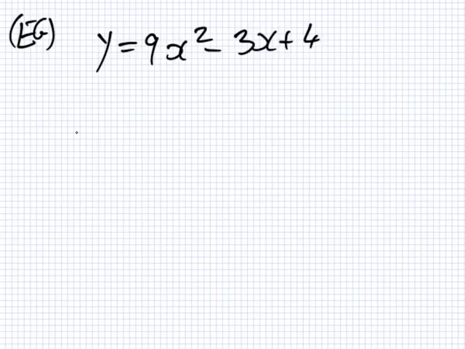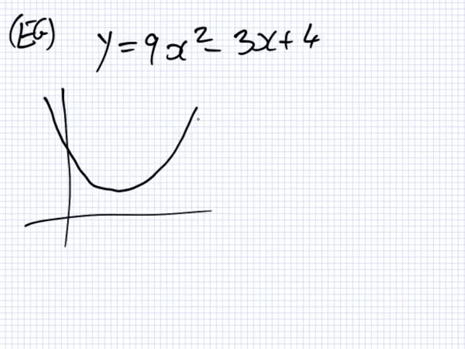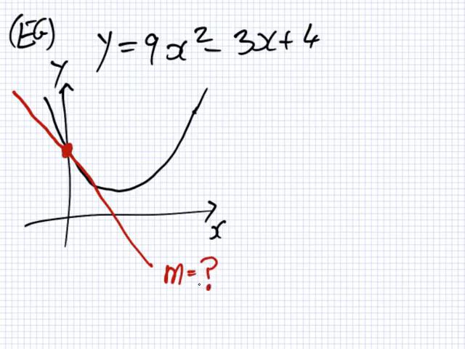What I tell you here, y equals 9x squared minus 3x plus 4. So let's draw that quadratic. It would look something like this. It might have solutions, I don't know. And this is x, and then this is y. And here, I'm going to draw a tangent line at 0. So, just like this. And what I want to know is what is the slope of this line.